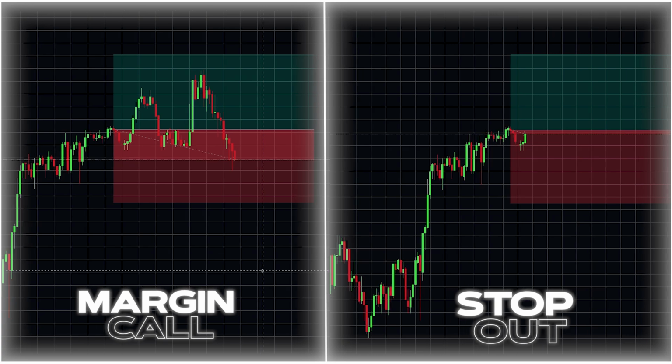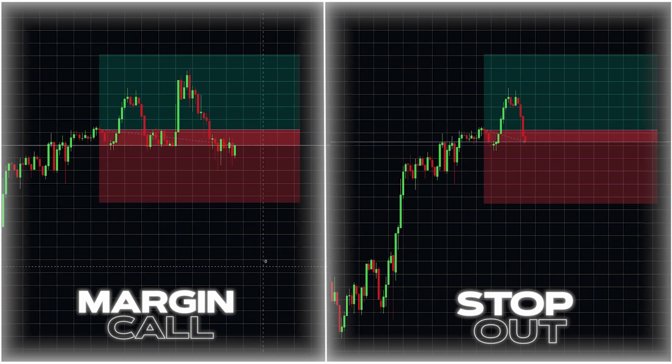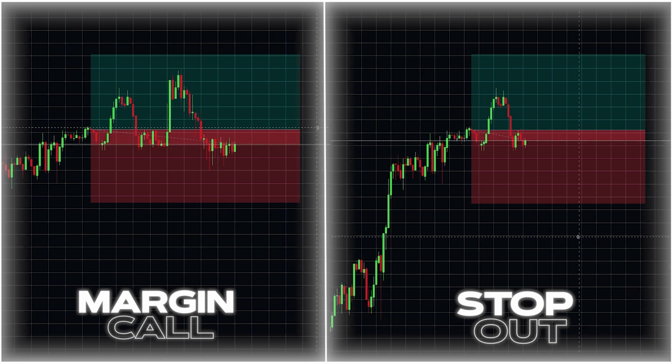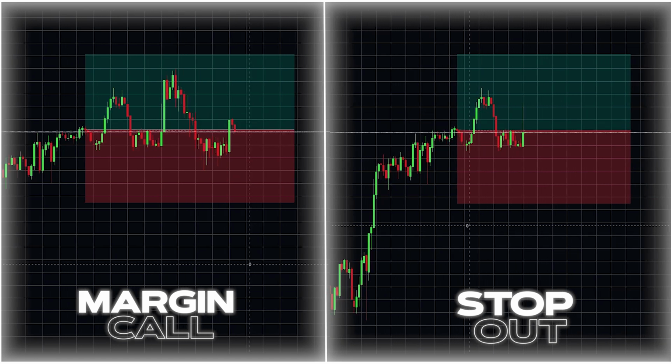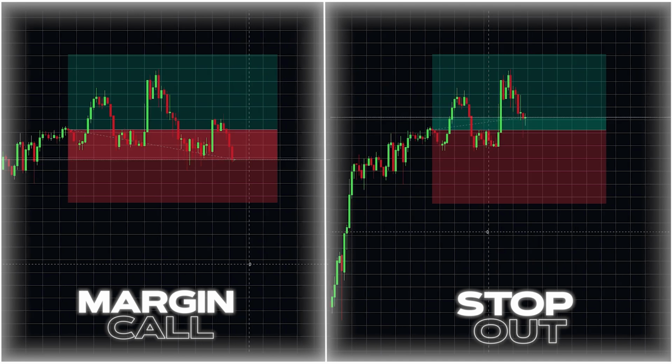Many new traders only learn about margin calls and stop-outs when their trades are already forcibly closed and their deposit is almost zero. This is why it is so important to consider the risks of margin trading and not to use excessive leverage.